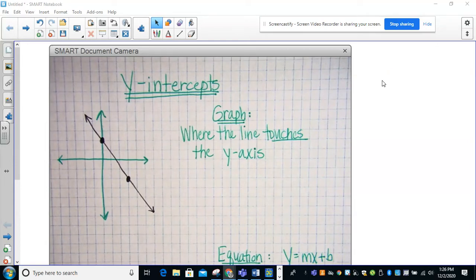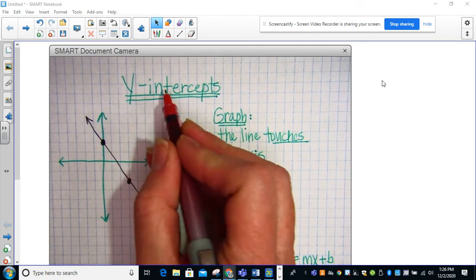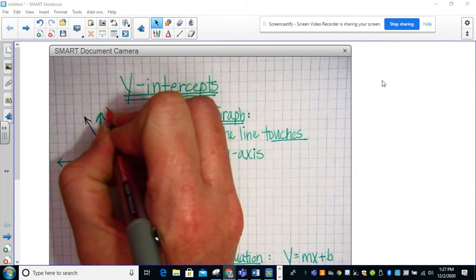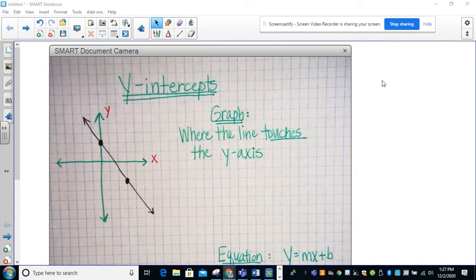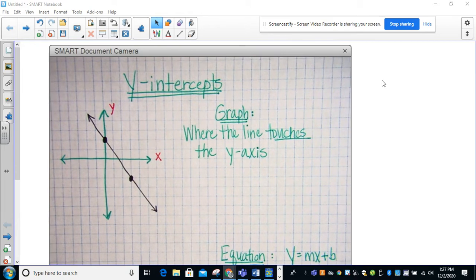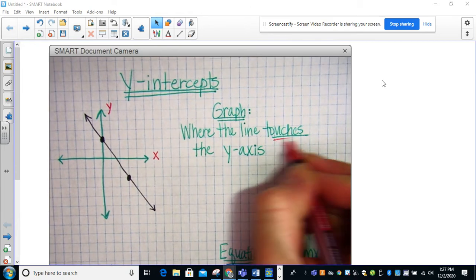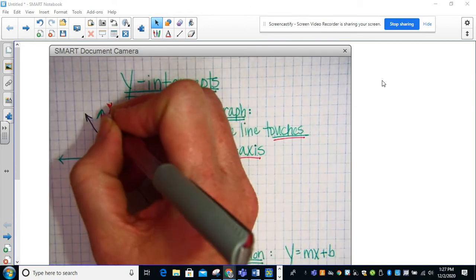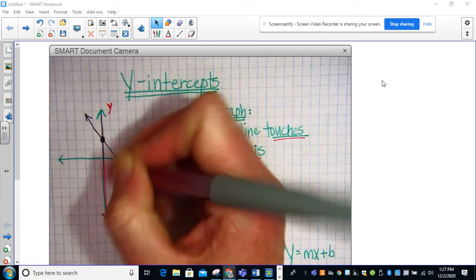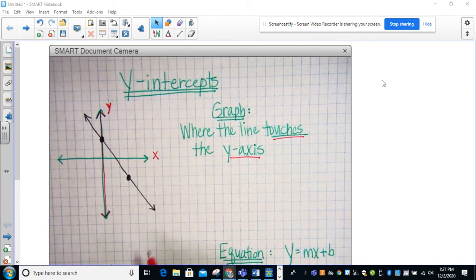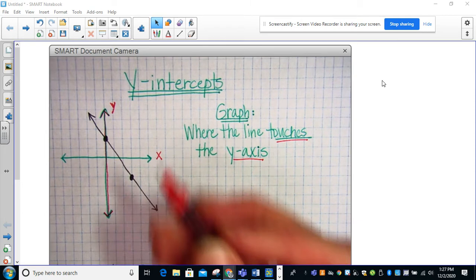I want to talk a little bit about y-intercepts and how to find them from various forms. First of all, we're going to look at a graph. And obviously, a y-intercept is where the line touches the y-axis. Now, this is your y-axis, this one right here. So wherever the line touches, that's your y-intercept.